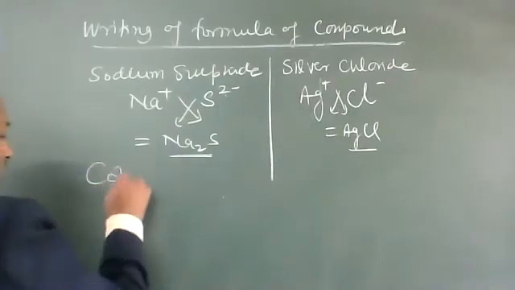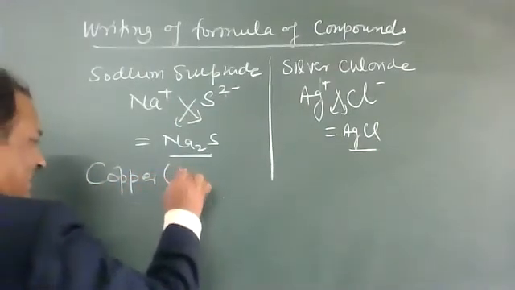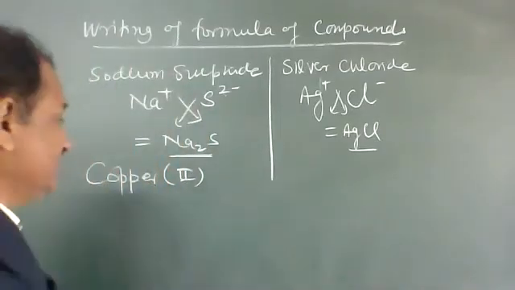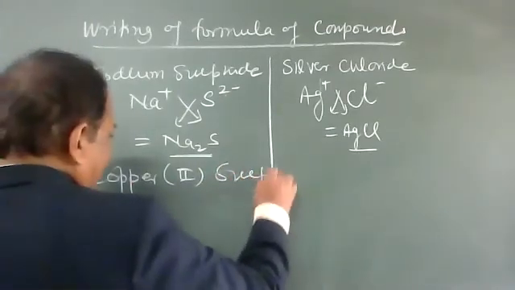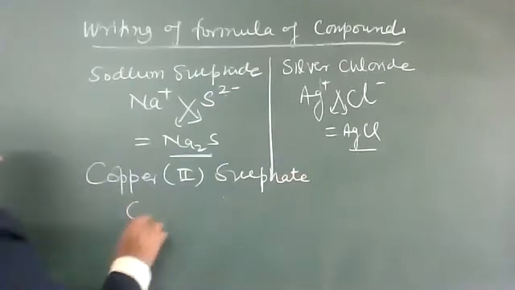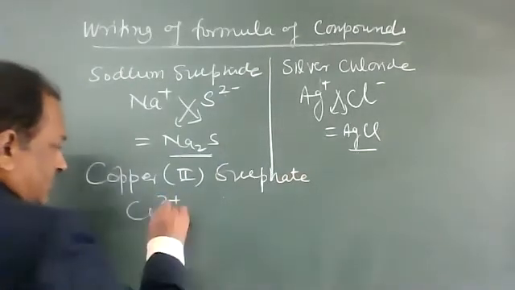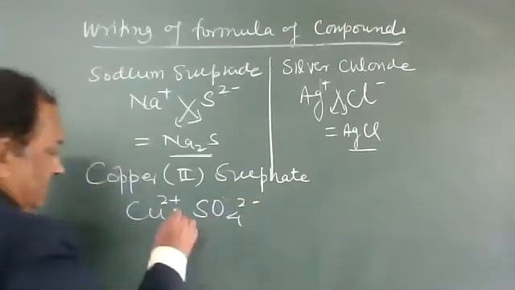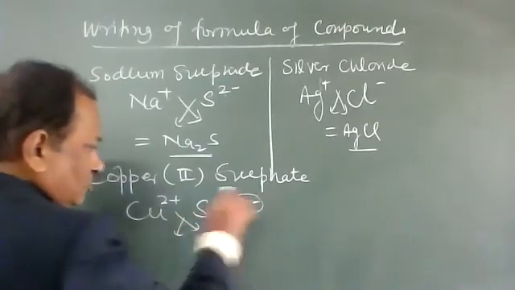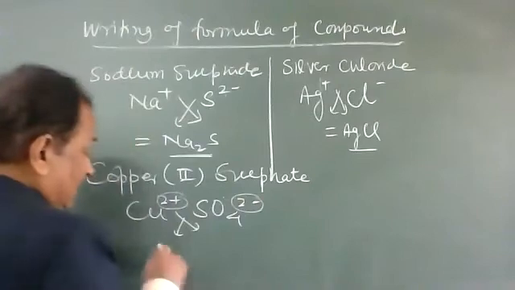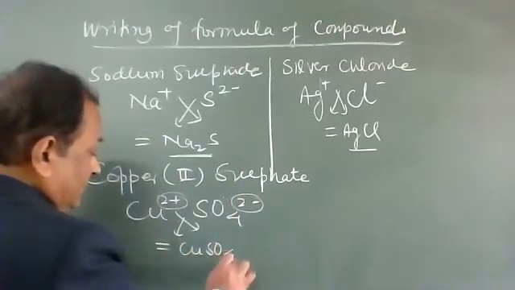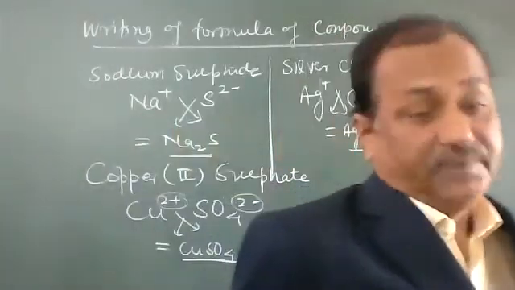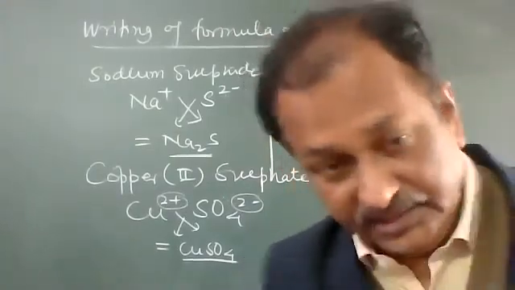Then copper second. Copper has variable valences, so I have mentioned copper second sulfate. Here we write down copper 2 plus, sulfate SO4 2 minus. So we'll exchange. Here 2 minus and 2 plus will be utilized, and the formula means that in a copper sulfate molecule, one copper ion and one sulfate ion are present. So this is the example.